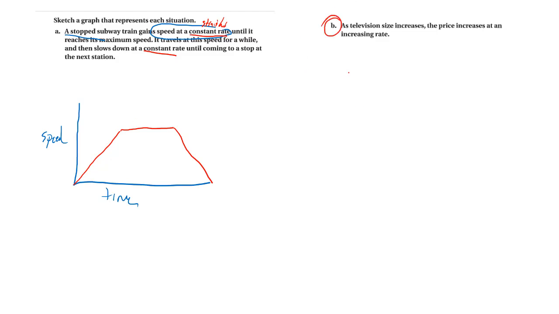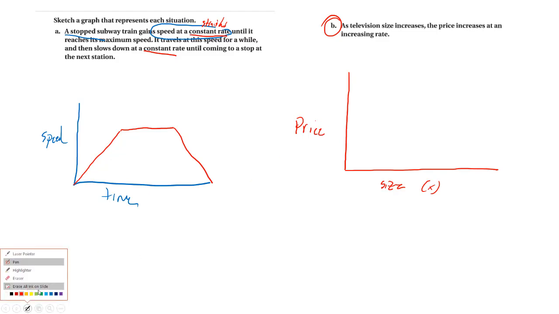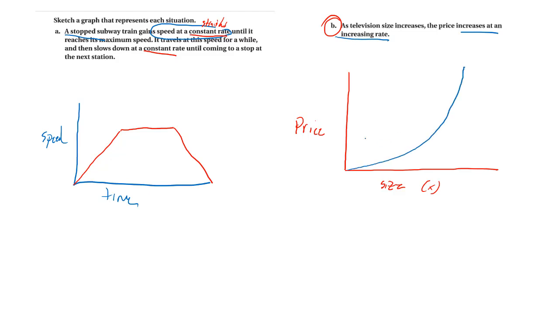B, on the other hand, is a little bit different. B says as the television size increases, the price increases at an increasing rate. So over here I'm going to have size. It says as size increases, the price increases. So the price depends on the size. And so our independent variable is size, it's our x variable. Our dependent variable is price. Price depends on size. And it says this one, the price increases at an increasing rate. So that means as the size increases, the price goes up gradually and then faster, faster, faster, faster, faster. So I get this nice curve on that line.